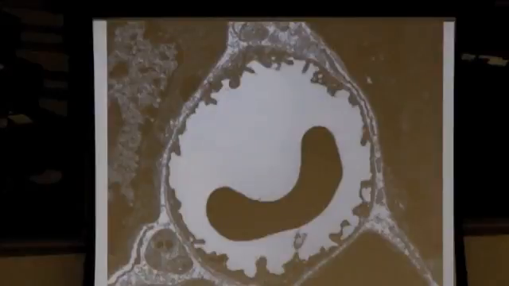Okay, here's an EM micrograph of a fenestrated capillary. This is taken from the pancreas. And so in the pancreas we have structures called islets of Langerhans that produce things like insulin. And that insulin has to be able to get into the bloodstream relatively easily, and so this is where we would have one of these fenestrated capillaries.